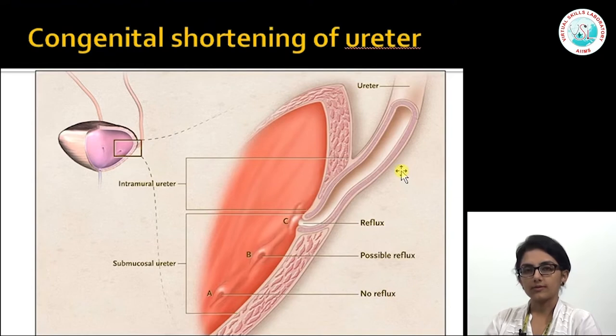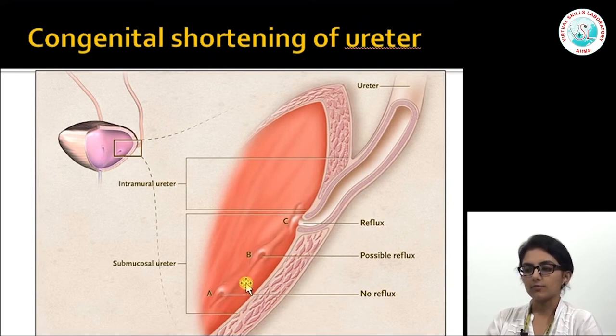One major cause of vesicoureteral reflux is congenital shortening of the ureter. And this picture here shows us what happens. The ureter has two parts. One part within the bladder is within the muscle, which is the intramural ureter. And then it has a course in the submucosa before it opens into the bladder. In the normal situation, which is situation A, as you can see here, there is a good enough length of the ureter traveling through the muscle before it opens into the submucosa.